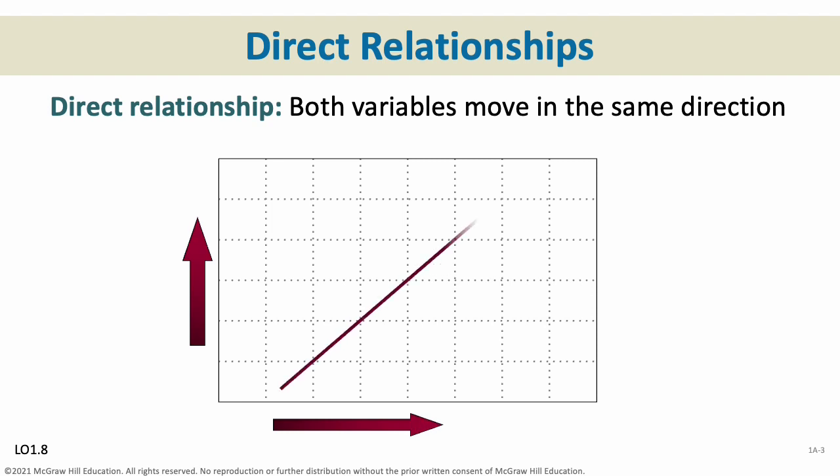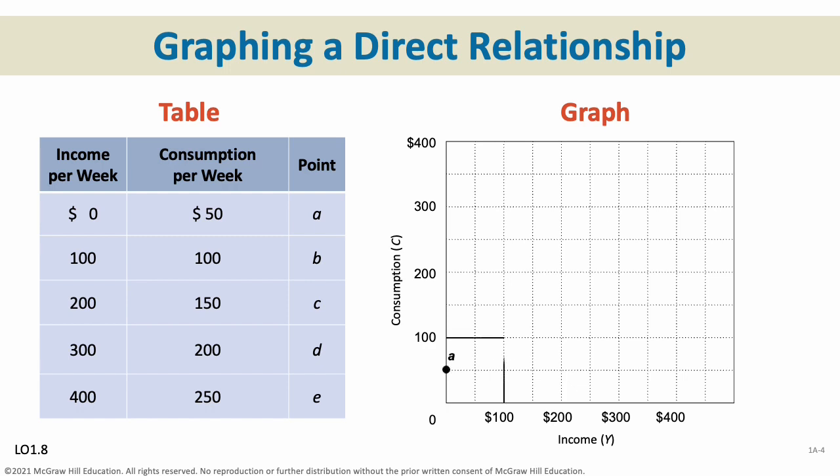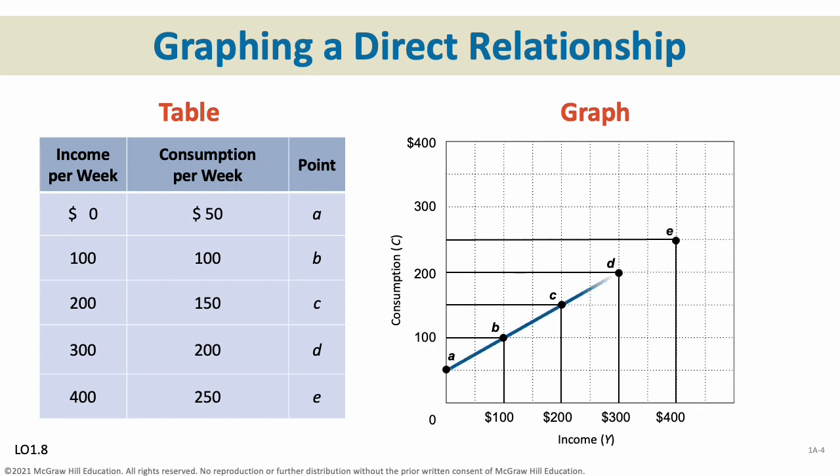So a direct relationship is both variables moving in the same direction. As one goes up, so does the other, and we get a line with a positive slope. And here's an example of a direct relationship. In this case, we have income per week and consumption per week. So the more you make, the more of it you're going to consume or spend, and that is indeed a positive relationship. And that's what we're looking at here. As income changes, half of it is then consumed, and 50 is what someone would consume even with no weekly income.